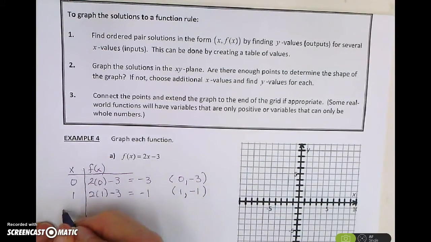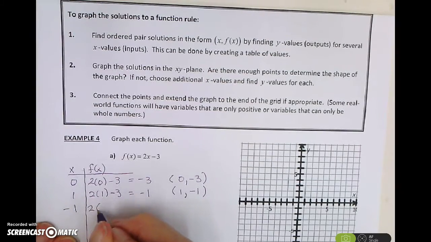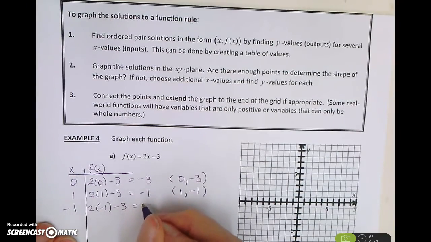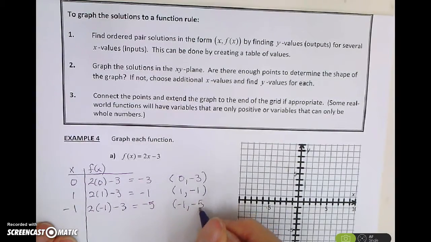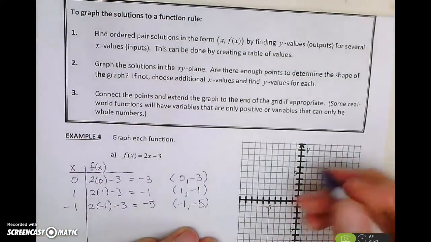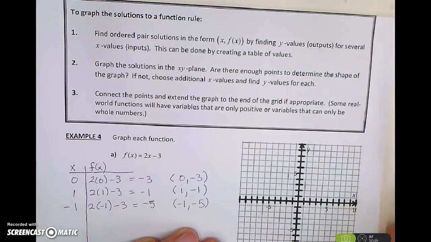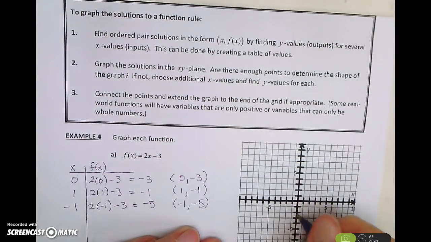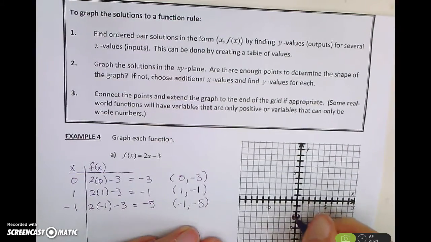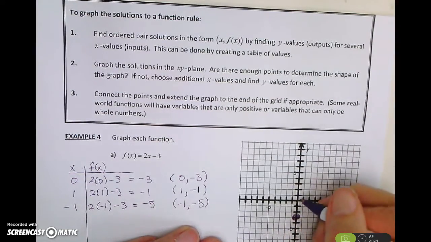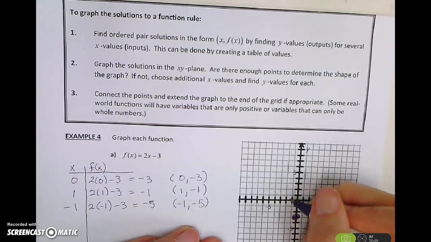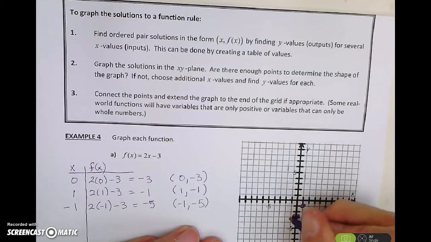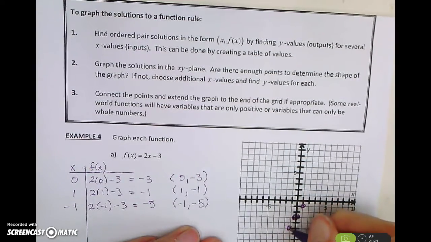So maybe let's go to the negative side. So negative 1, we get 2 times negative 1 minus 3. So a negative 2 minus 3 is negative 5, and our ordered pair is negative 1, negative 5. So take a look. We're going to plot these. We have 0, negative 3, which is right here. And then I have 1, negative 1, which is right here. And then I have negative 1, negative 5, which is right here.